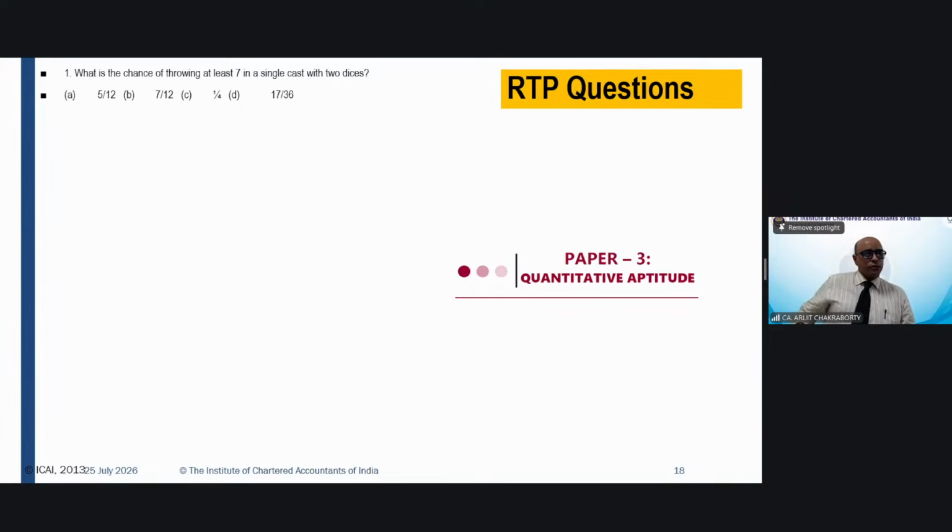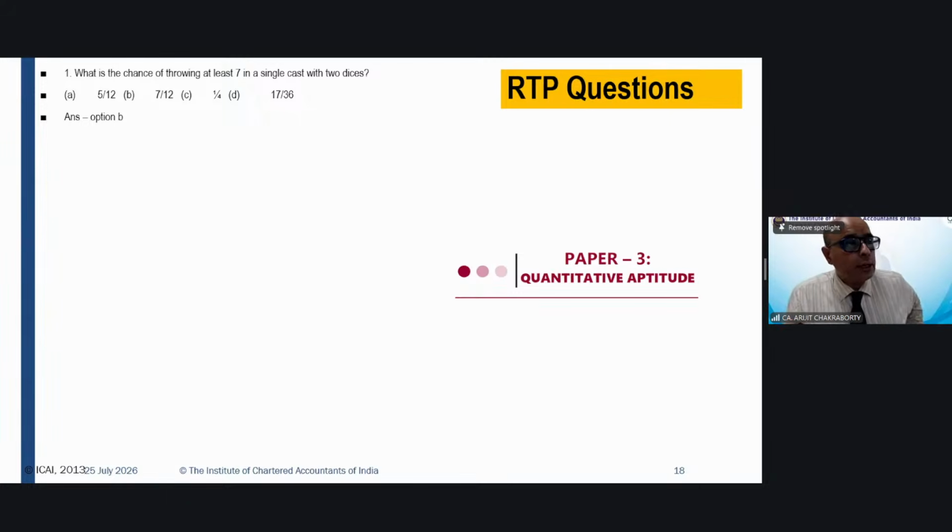What is the chance of throwing at least seven in a single cast with two dice? Now, you are throwing two dice. How many outcomes are there? Two dice are thrown, each having six possibilities, so 6 into 6, that is 36. So the possible number of outcomes is 36.